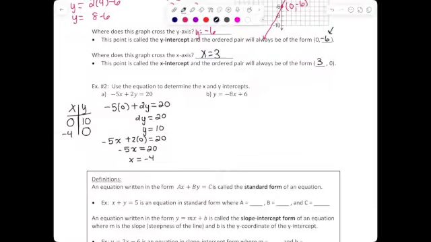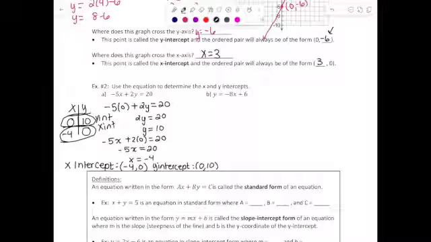So we say x-intercept, that is going to be when the y is 0. We want the value, so that's -4, 0. This one is our x-intercept, and this one is our y-intercept, where it crosses the y-axis. So y-intercept, 0, 10.